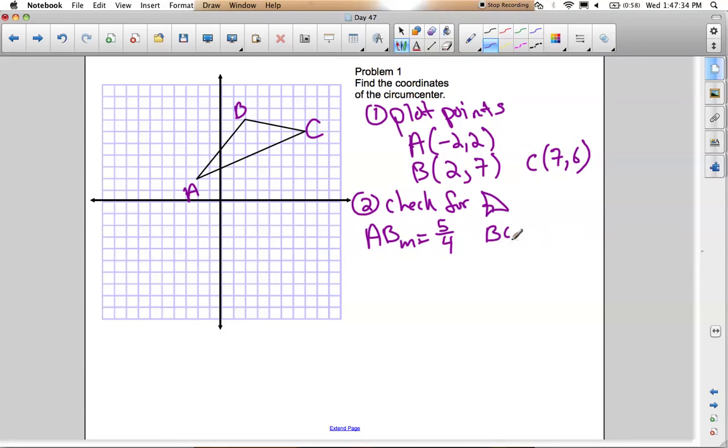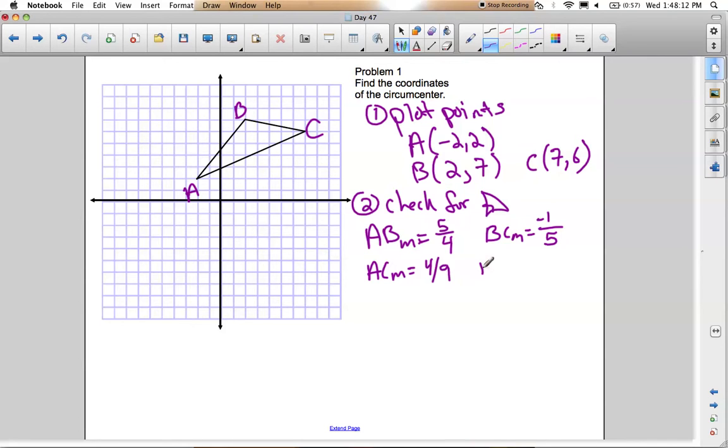Now I've got to get my BC slope. So I go down 1, 2, 3, 4, 5. Over 5. So my slope of BC, slope of AB. Now I have my slope of AC. So go 1, 2, 3, 4. So I went up 4. Okay, up 4, and I went over 1, 2, 3, 4, 5, 6, 7, 8, 9. So those are my slopes.